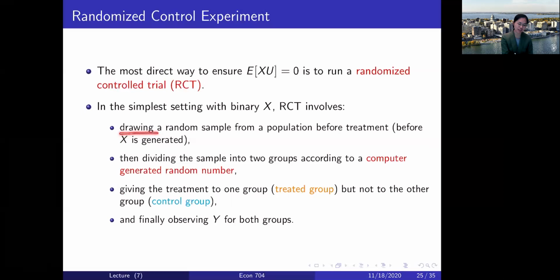RCT involves the following steps. First, you draw a random sample from a population before treatment, before X is given, before X is generated. And then we divide the random sample into 2 groups according to a computer-generated random number. One group we will call the treated group, and the other group called control group. Everybody in the treated group will be given the treatment, and no one in the control group will be given the treatment.